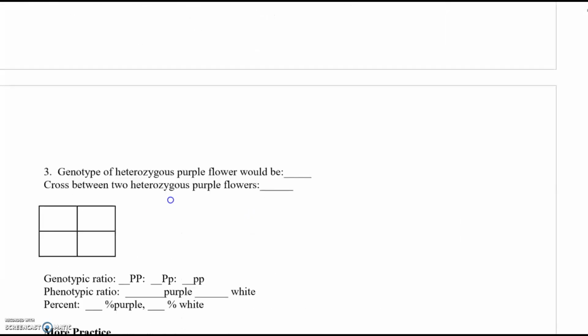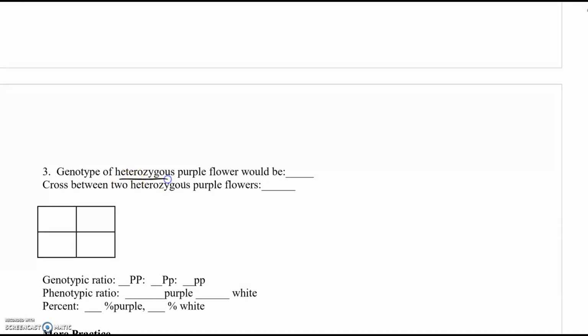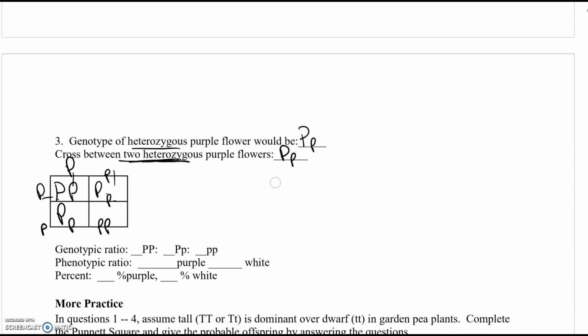So one more here. If we have a heterozygous purple flower, heterozygous means different, big P, little p, a cross between two heterozygous purple flowers. So the other one is also going to be big P, little p. So both parents are big P, little p. This first box is two big P's. And then big P from our row and column here, big P from our row and column here, and little p from our row and column here.